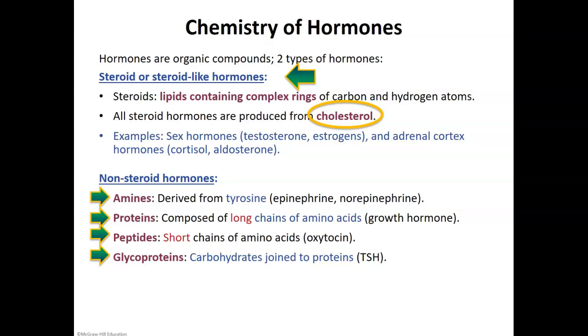There are two main classifications of hormones. Steroid hormones, or hormones that are derived from fat, and non-steroid hormones. That's it, just two categories. The steroid or steroid-like hormones are derived essentially from cholesterol, and they're basically full of lipid. They might have other molecule attachments, but they're primarily lipid, which means they're made of carbons and hydrogens in different ratios.